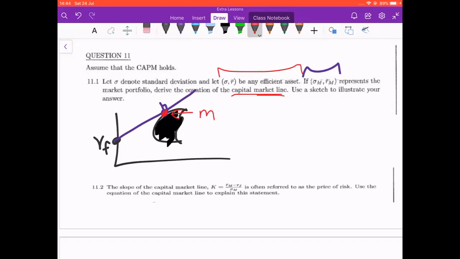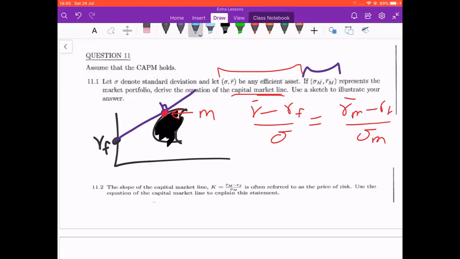So they say represent the market portfolio, derive the equation of the capital market line. Basically, to find the equation of the capital market line, you will have to say the return of the portfolio minus the risk-free rate over sigma equals the return of the market minus the risk-free rate over sigma m. So this is the equation, and this one is the sketch.